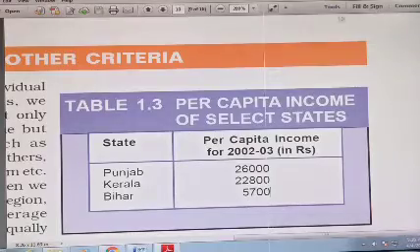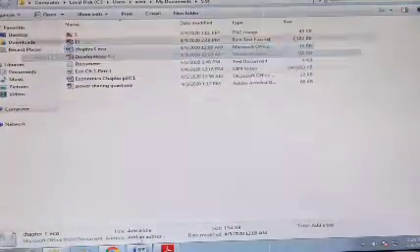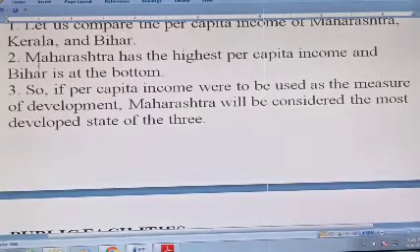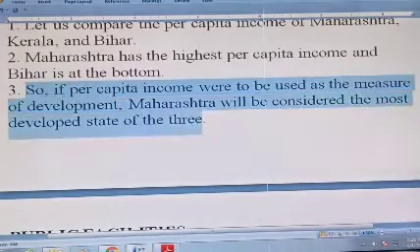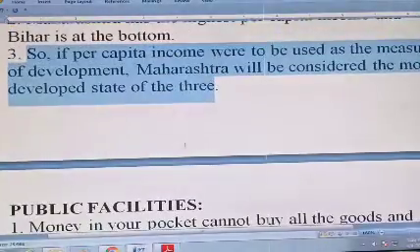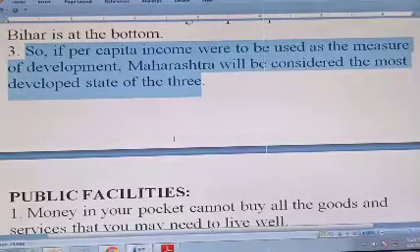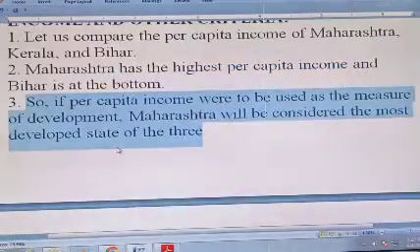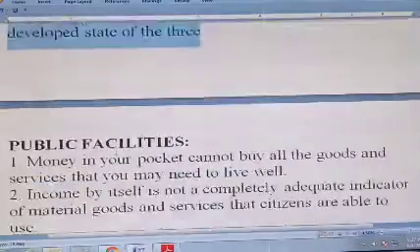So, according to that, if per capita income were to be used as the measure of development, if we consider only the per capita income for the comparison, then what will be there? Maharashtra is at the top and Kerala and Bihar are at the bottom, right? This is their comparison on the basis of income.